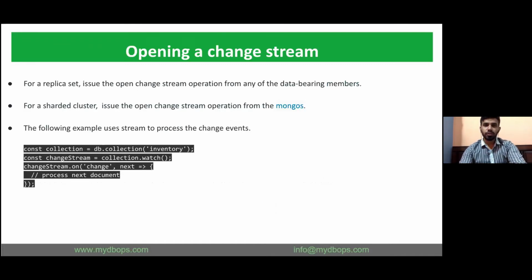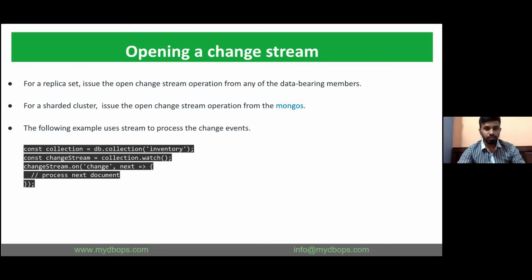So how do we open a change stream? For a replica set, you can issue the change stream on any of the data bearing members. That means you can watch it on the primary, and you can watch it on the secondary, because the secondary will anyway replicate your inserts, updates and deletes. So you can even do it on the secondary member. And for a sharded cluster, as all of us know, mongos is the only way to get to the sharded cluster, and the same thing applies here. We have to go through mongos.